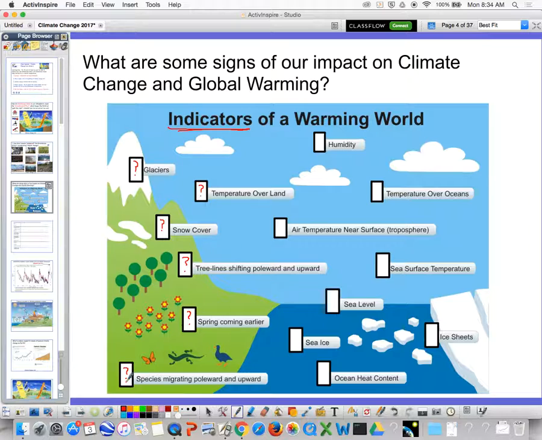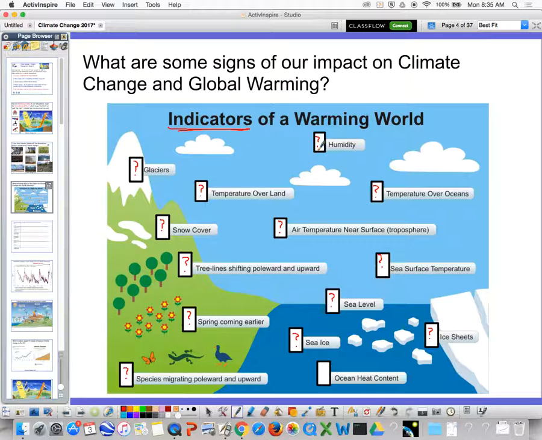These are all things like sea ice in the North Pole, the sea level, how will sea levels change with a warming planet, ice sheets down in Antarctica, how would they be impacted by climate change, the temperature of the ocean, the temperature of the atmosphere, temperature over oceans, and the humidity. So these are all big question marks.